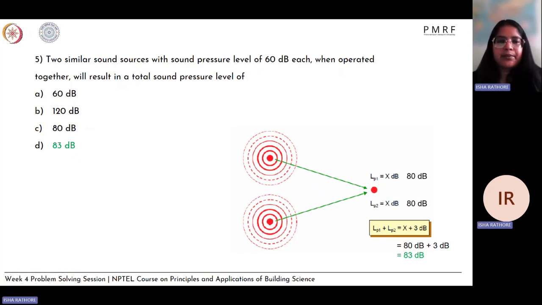You can also achieve the same by calculating using the formulas as well. But this is a direct hint or a direct observation. You can derive the same thing also from the formulas for the sound pressure level.